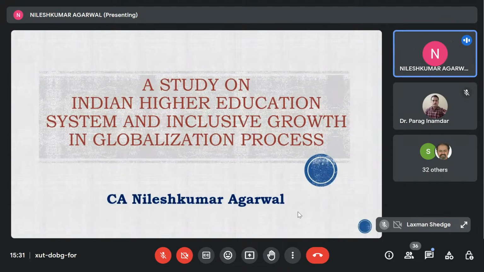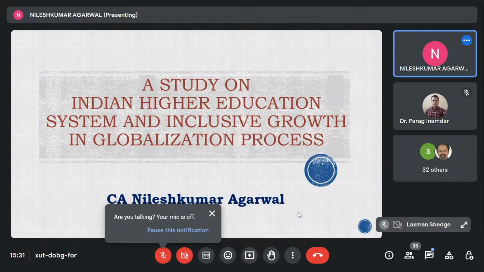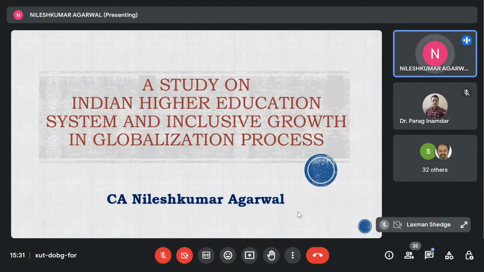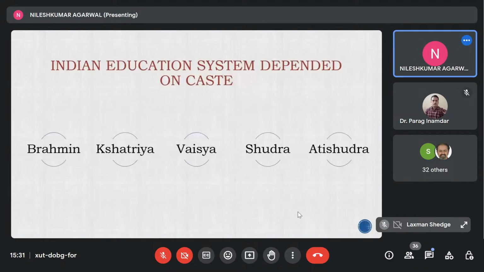Starting the presentation, we all know that India has a very unique and distinct historical education system. Universities like Nalanda and Takshila were the pioneer institutions in ancient India. However, over time, the education system of India changed into the caste pattern. If you see in the next slide, the Brahmin, Kshatriya, Vaishya, Shudra and Ati Shudra are the different castes that were slowly created in society.